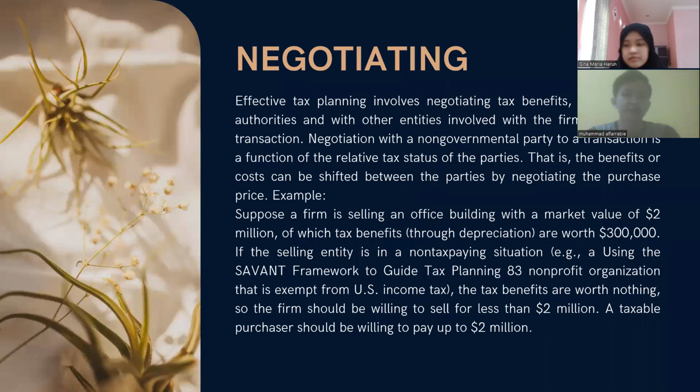Effective tax planning involves negotiating tax benefits, both with tax authorities and with other entities involved with the firm in a taxable transaction. Negotiation with a non-governmental party to a transaction is a function of the relative tax status of the parties. That is, the benefits or costs can be shifted between the parties by negotiating the purchase price.